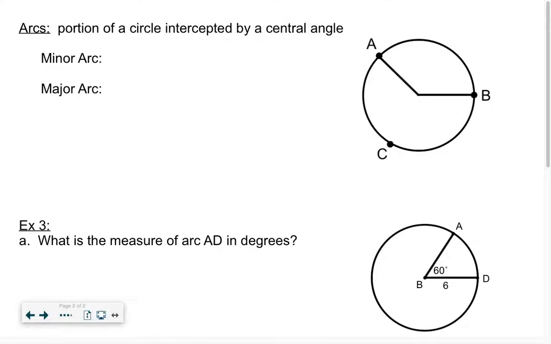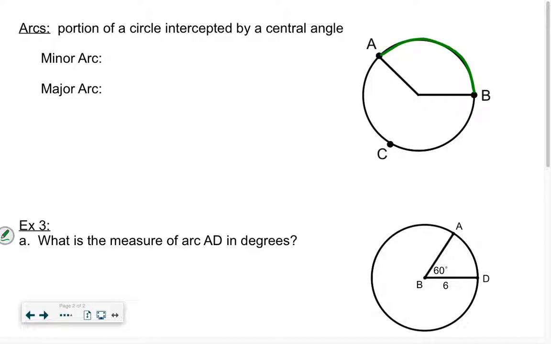Something else that we need to talk about in this lesson is dealing with arcs. An arc is nothing more than the outer edge of a circle. It is the portion of a circle that's intercepted by a central angle. If we take a look at the diagram at the right, we have 3 points that fall on the edge of the circle. The first arc that we're going to start with is called a minor arc. We call it minor because that arc measure is going to be less than 180 degrees.